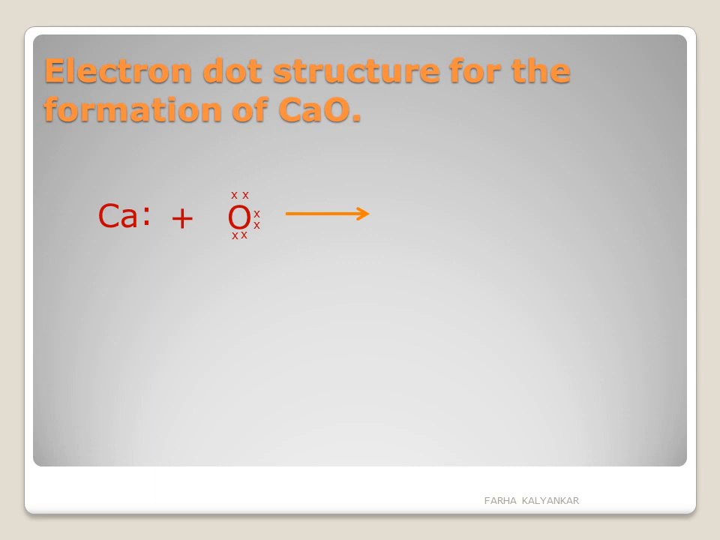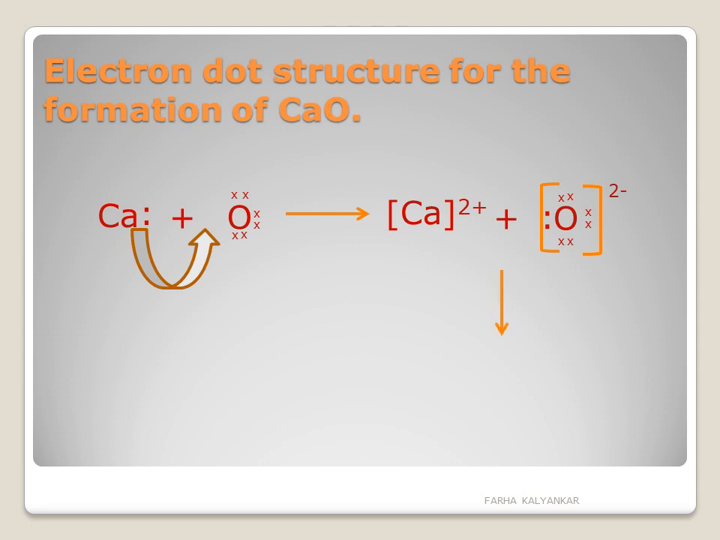Now, calcium gives away these 2 electrons to oxygen. The intermediate step, which is the formation of cations and anions, is shown, after which there is the ultimate step of the formation of compound calcium oxide. At the end, you can clearly make out, due to the different symbol used, the electrons which are being given by calcium.